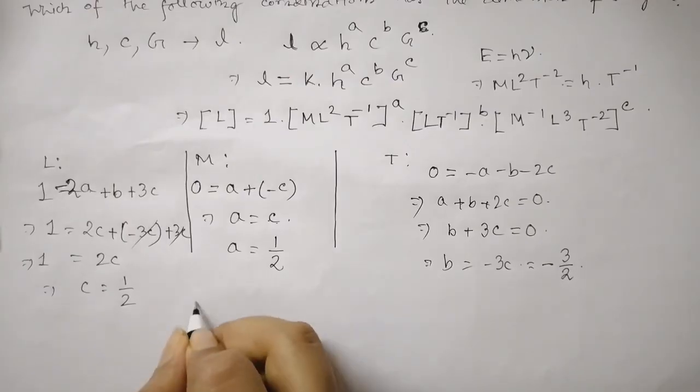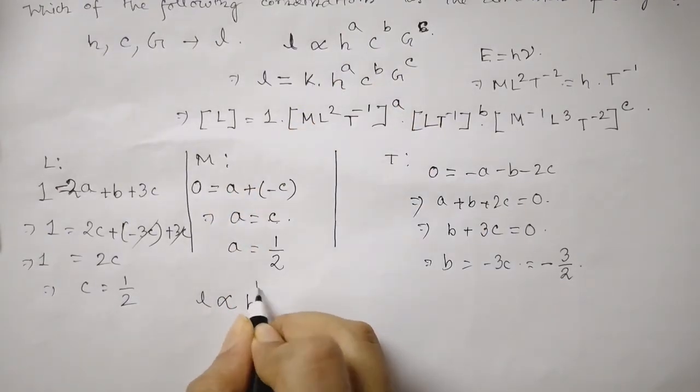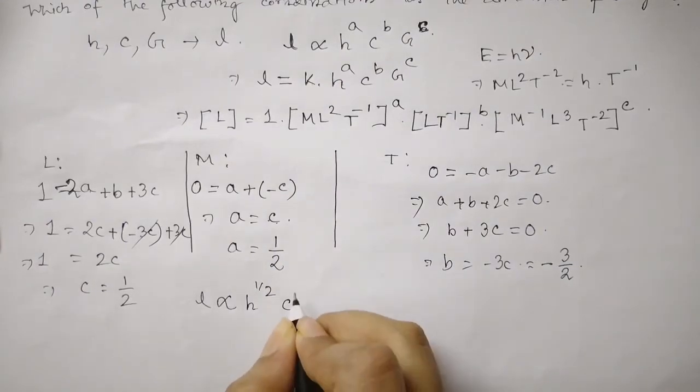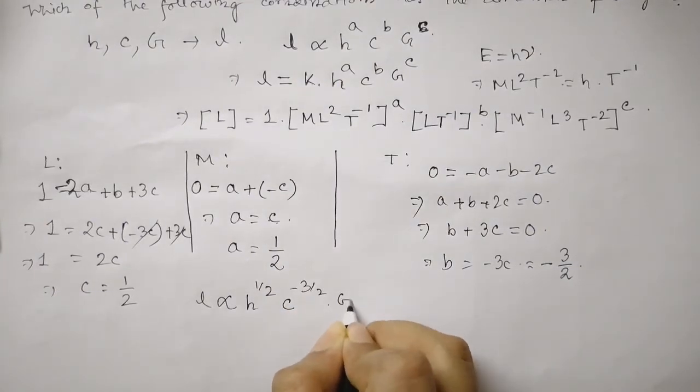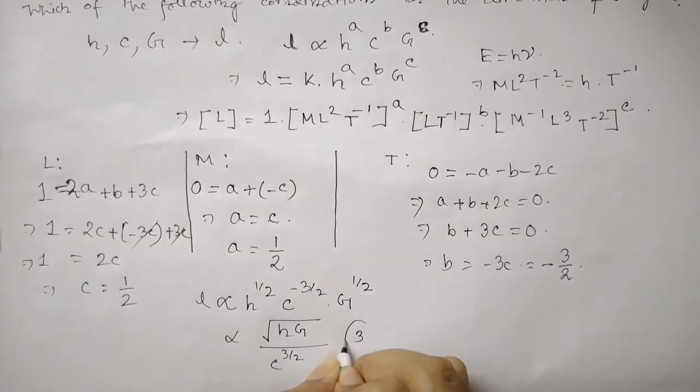So finally L is proportional to h to the power a, that means h to the power half, c to the power b, that means c to the power minus 3 by 2, and g to the power half. So from the options you can see it is matching with option 3.